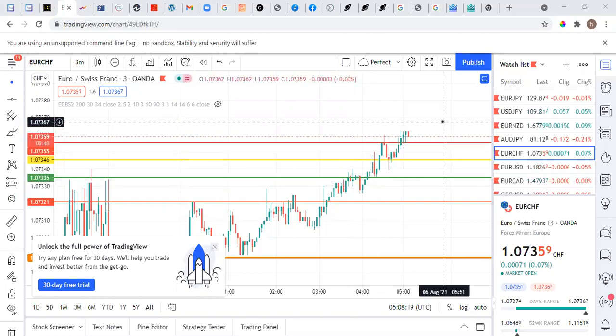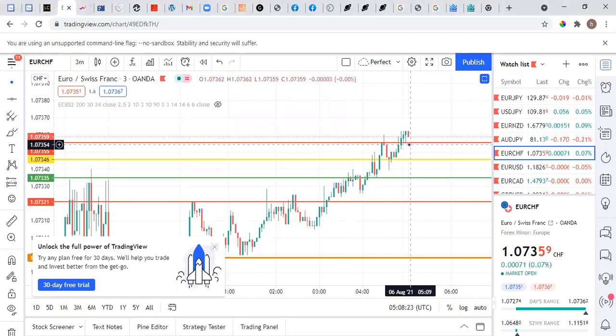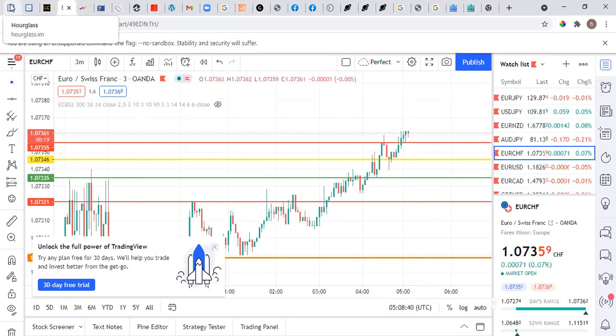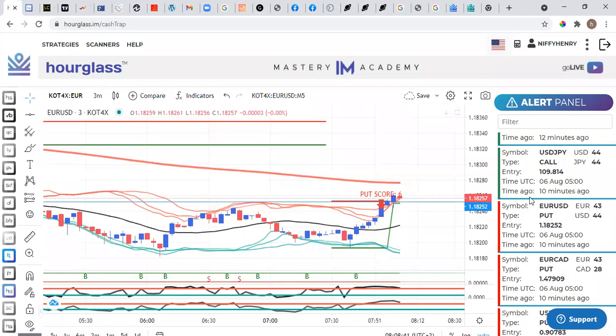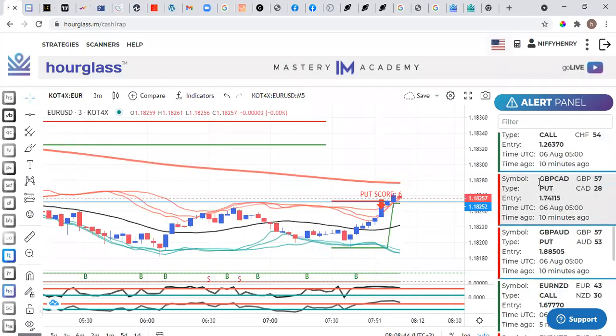That's how it works. If you're setting a $1 trade here, you're probably setting a $2 trade here, and a $3 or $5 trade here, because this one is more likely to win. And then let me open my cash trap, Euro CHF.